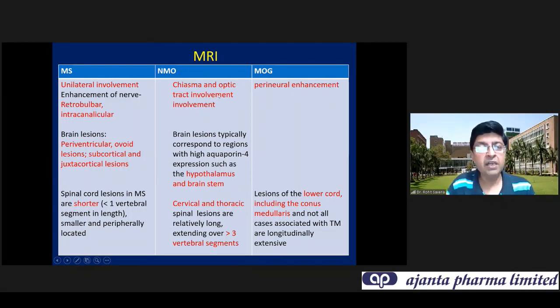Whereas NMO will have large tract involvement of the optic nerve and the chiasma. The brain lesions will be widespread, particularly in the areas of the hypothalamus and the brainstem, where there is high aquaporin 4 expression, and you would have very large vertebral involvements of the cervical and the thoracic spine. So long segment involvement spread over 3 or more vertebral segments. In MOG, you may have a perineural enhancement, and the lesions would be there in the lower cord, and they may not be very long or very extensive as you see in NMO.